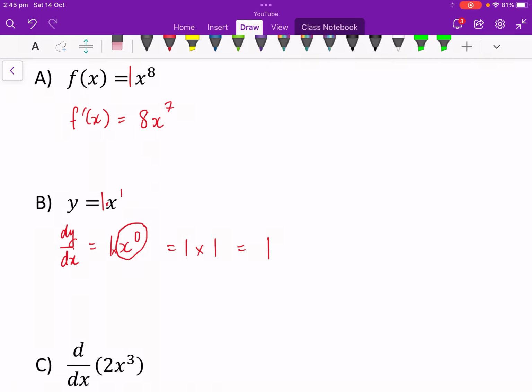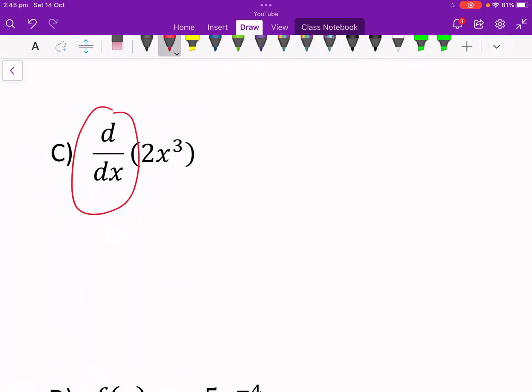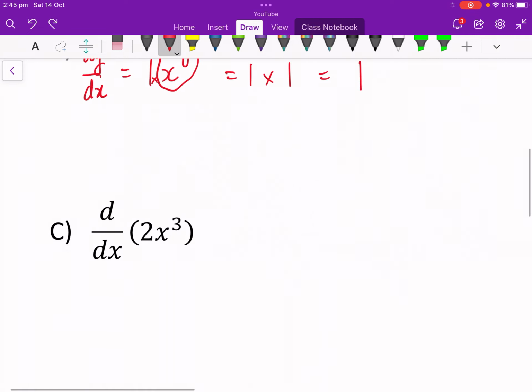Okay, let's do our next one. d/dx. This is asking us basically to differentiate. So d/dx of 2x cubed. Let's do it. So I'm going to write dy/dx is equal to 2 times 3 is 6, x to the power of 2, because 3 take 1 is 2, and then you've also got 2 times 3 is 6. So that is where that comes from.